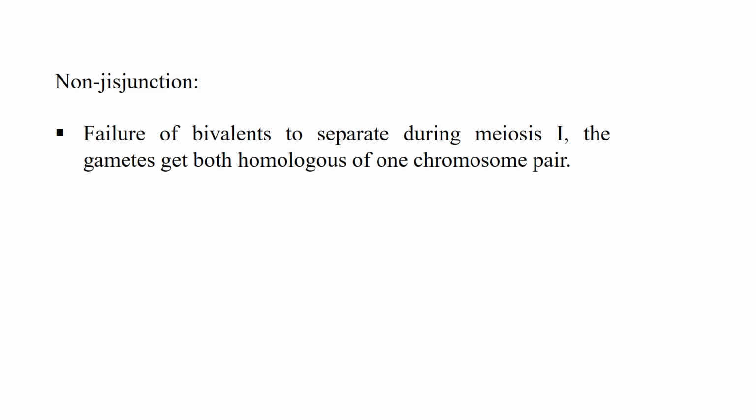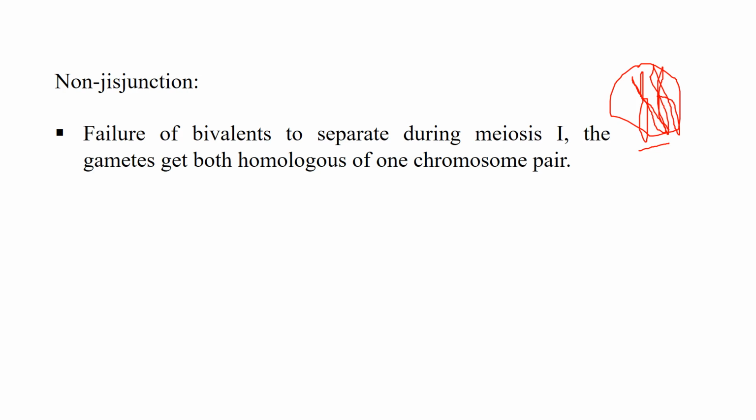Number one, junction. Junction is the association of the chromosomes with each other. When chromosomes are arranged at the metaphase plate, in meiosis or mitosis, this state is called the junction. The chromosomes attach close to each other. Junction is the attachment or combination of the chromosomes with each other.